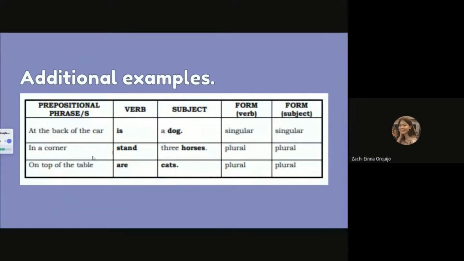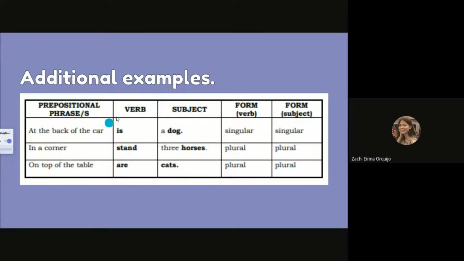So, meron pa tayong mga examples dito for you to understand more about the inverted sentences and paano dapat nag-a-agree yung verb sa subject o yung pinag-uusapan. So, we have prepositional phrases here. At the back of the car is a dog.